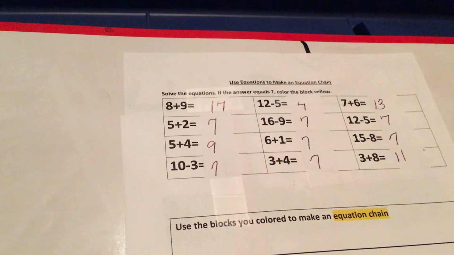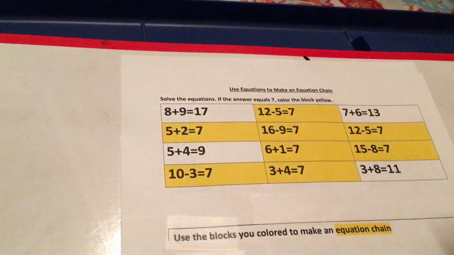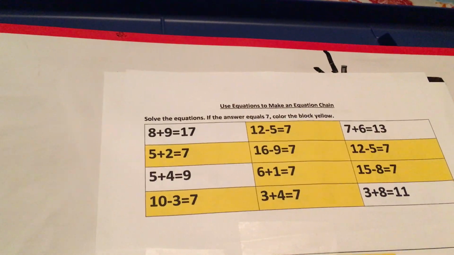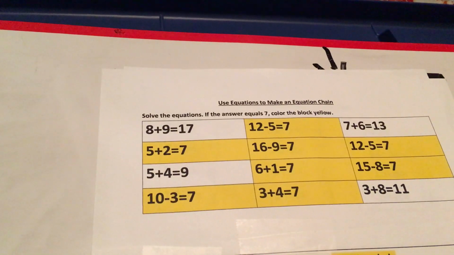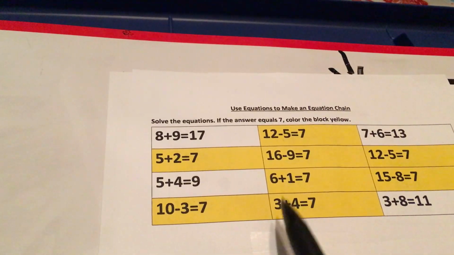Okay, so I've already done that. This is what it looks like to color in all the equations that equal 7. You see all of these equal 7 that are in the yellow.